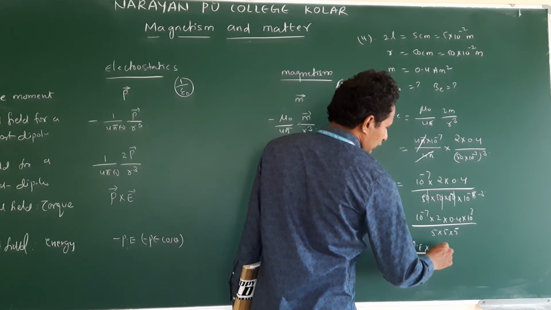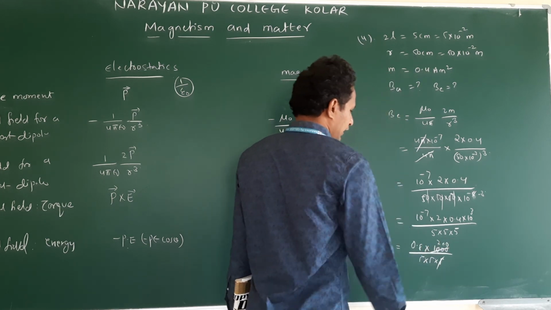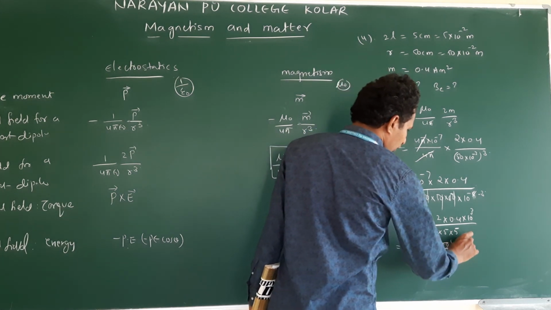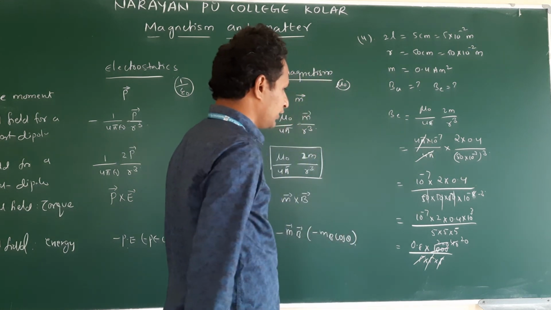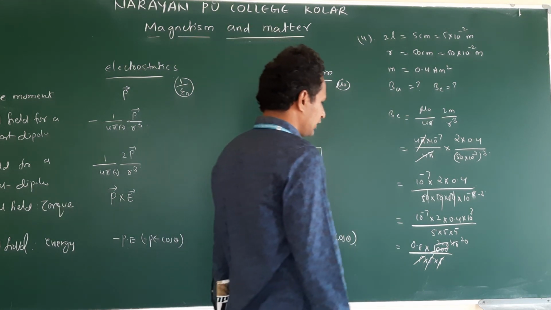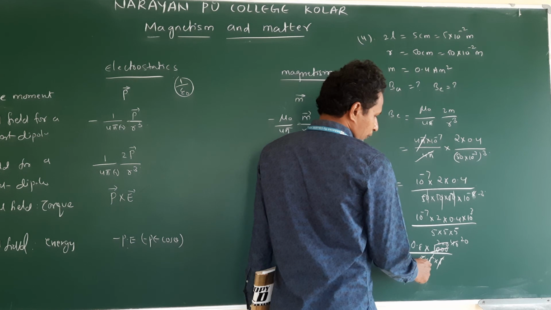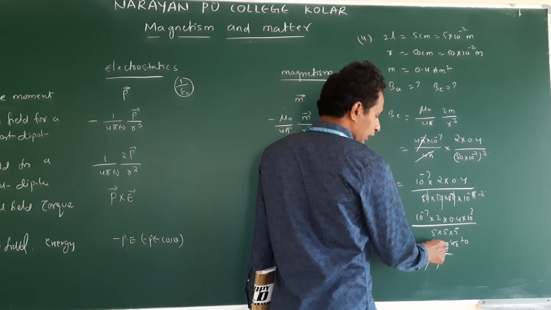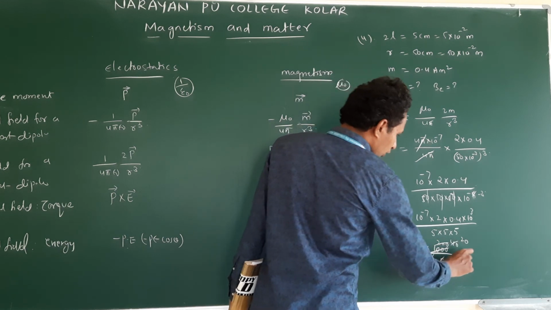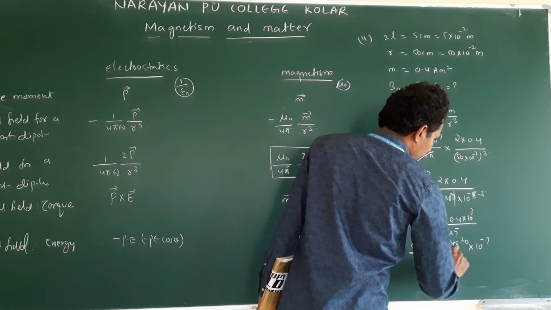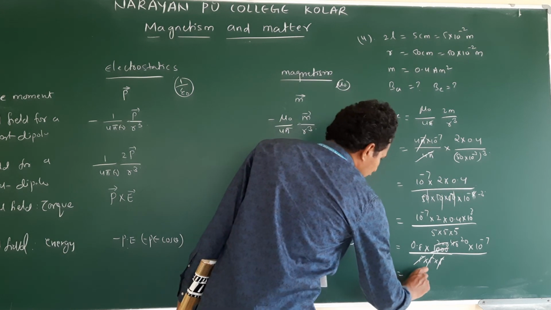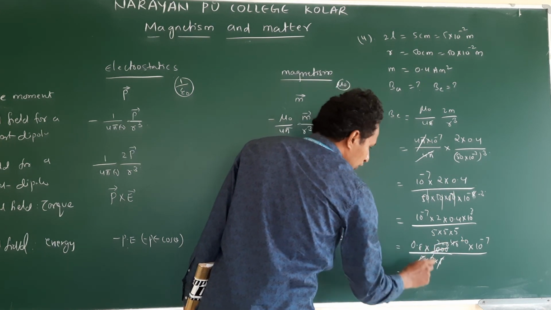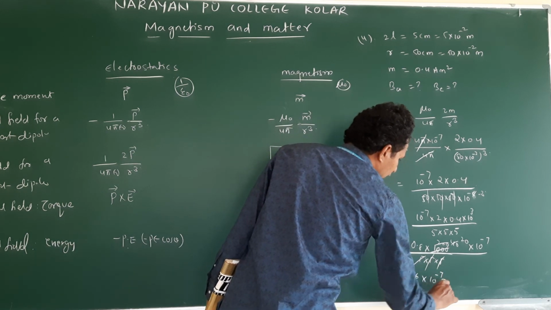5 ones are 5, 5 twos are 10; 5 ones are 5, 5 eights are 40; 5 ones are 5, 5 fours are 20. Right? Correct? The first 5 is 200 times, the next 5 is 40 times, the next 5 is 20 times, into 10 power minus 7 is there. Now what do you get? 16 into 10 power minus 7 Tesla.